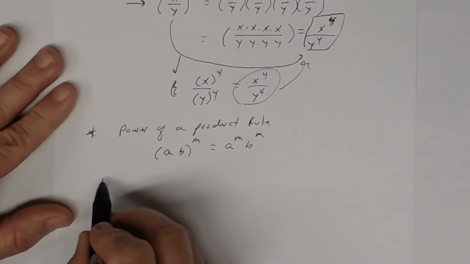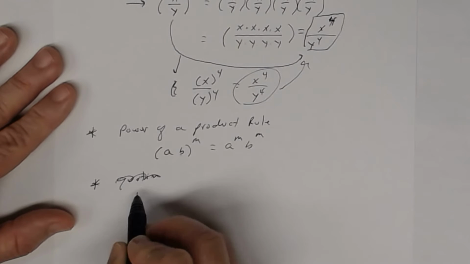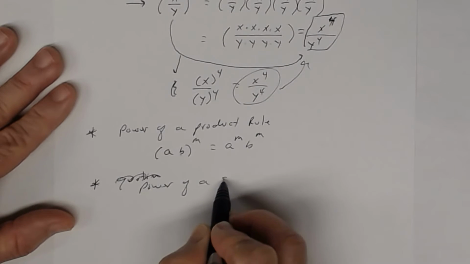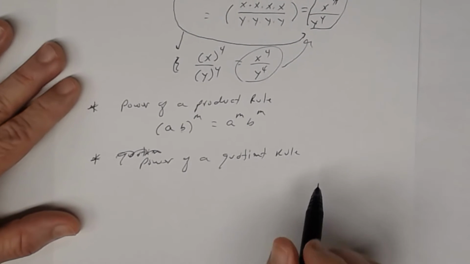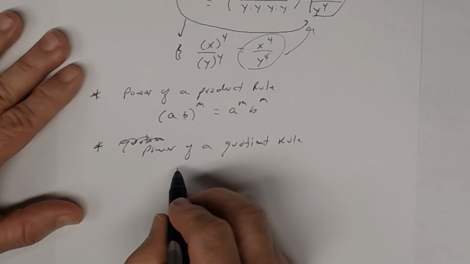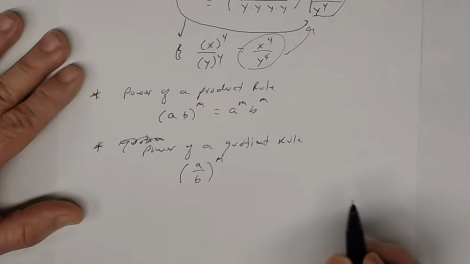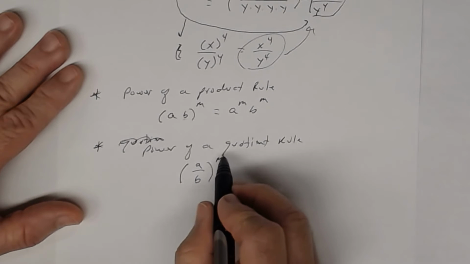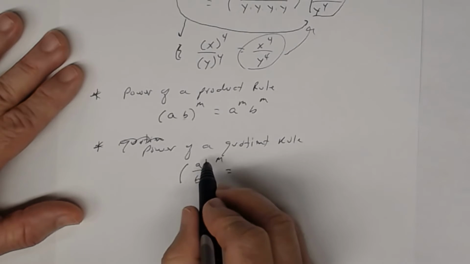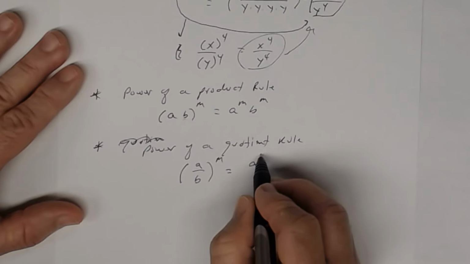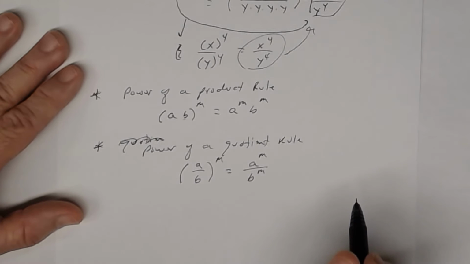And then the other one would be called the power of a quotient rule. Let me write it this way. Power of a quotient rule. Instead of a product, you have a quotient. So it'll look like this: a divided by b, raised to the m power. What the power of a quotient rule says is I can simplify this expression by taking the numerator and raising it to that exponent, and taking the denominator and raising it to that exponent.